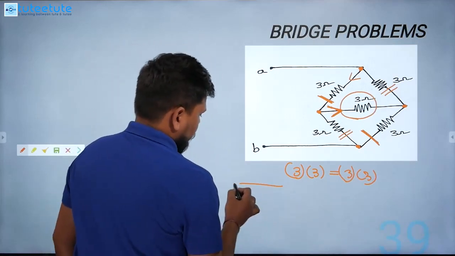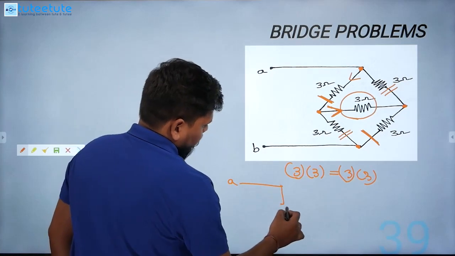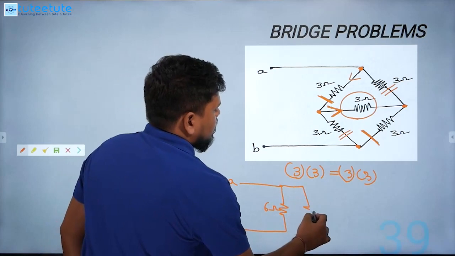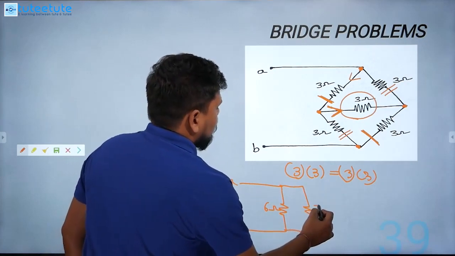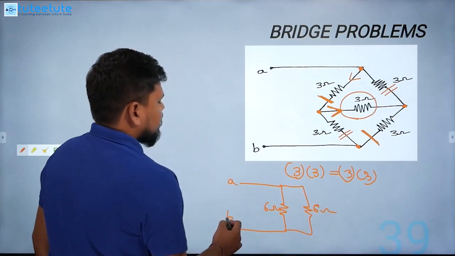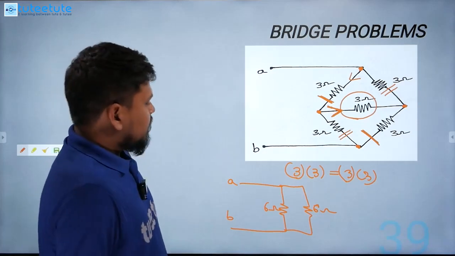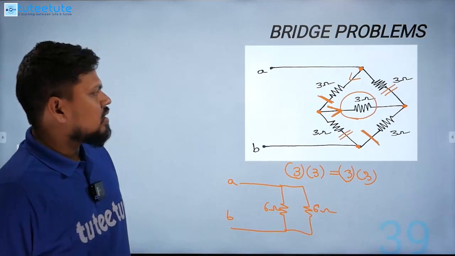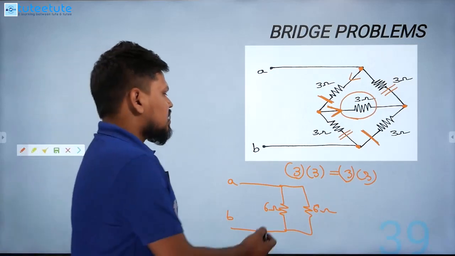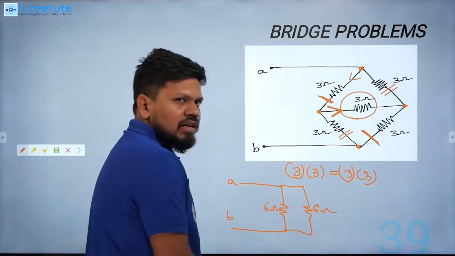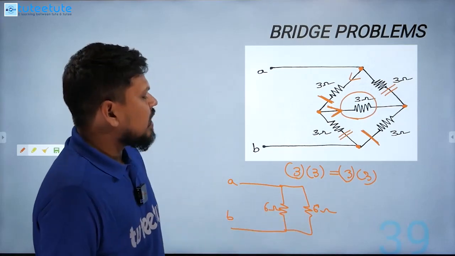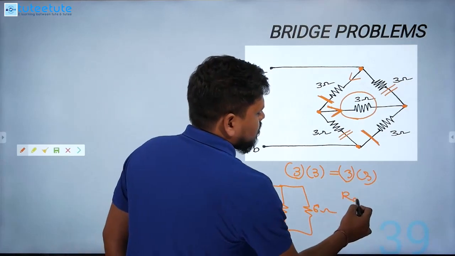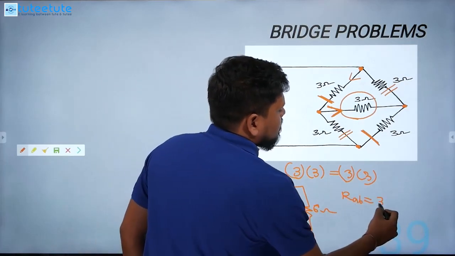Just see, redraw that network between the terminals A and B. 3 and 3 connected in series gives 6 ohms, and here 3 and 3 connected in series gives 6 ohms. Now between the terminals A and B, if 6 and 6 ohms are there, what is the equivalent? Resistances of the same values are connected in parallel, so R_AB equals 6 by 2, that is 3 ohms.